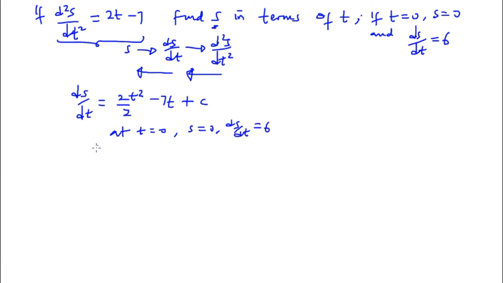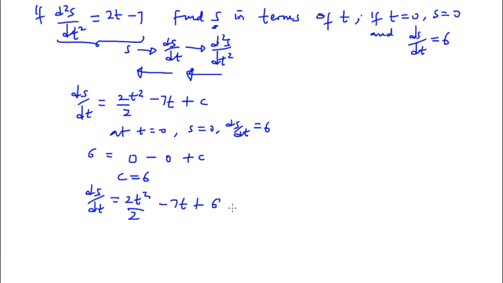If I apply that, I will have 6 equal to 0 minus 0 plus c, because substituting t into 2t squared will be 0, and substituting t into minus 7t will be 0. It means that c is equal to 6. That means ds/dt is equal to 2t²/2 minus 7t plus c, where c is 6. This is the original ds/dt.